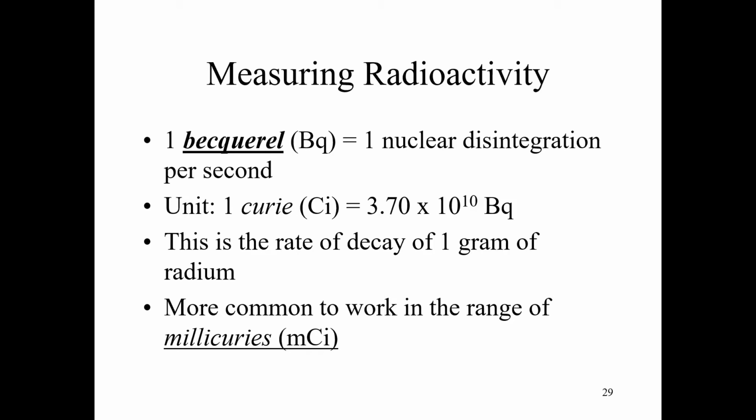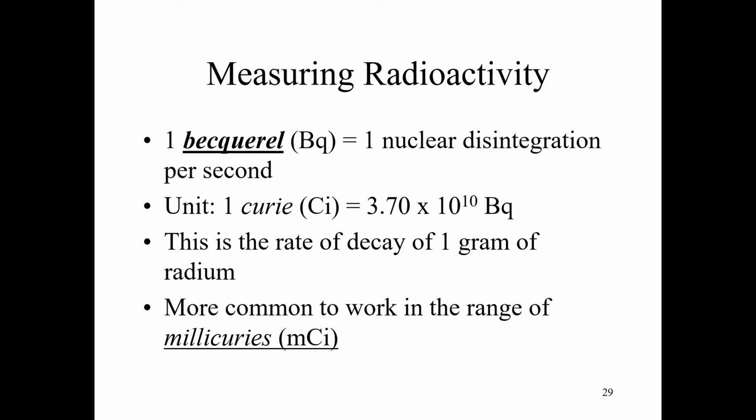The unit of measuring radioactivity is called a becquerel, abbreviated Bq, and this represents 1 nuclear disintegration per second. As you can imagine, that's hard to detect, and so more commonly we use the unit of the Curie, Ci, which represents 3.70 times 10 to the 10th becquerels. This is essentially the rate of decay of 1 gram of radium. This is still a very large number of disintegrations or decay events per second, so it's more common to work in the range of the millicuries or mCi.